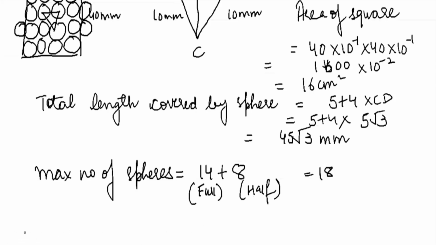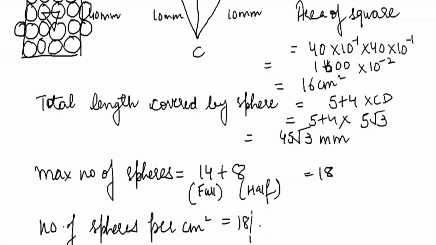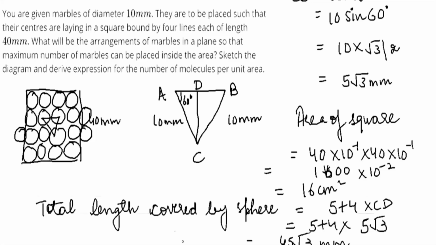So we have to find out the value per centimeter square. The number of spheres per centimeter square will be equal to 18 divided by 16. So the value will be equal to 1.125. The correct answer to your question, the number of spheres per centimeter square lying inside the square, is 1.125. So this is your answer to the question. Thank you.